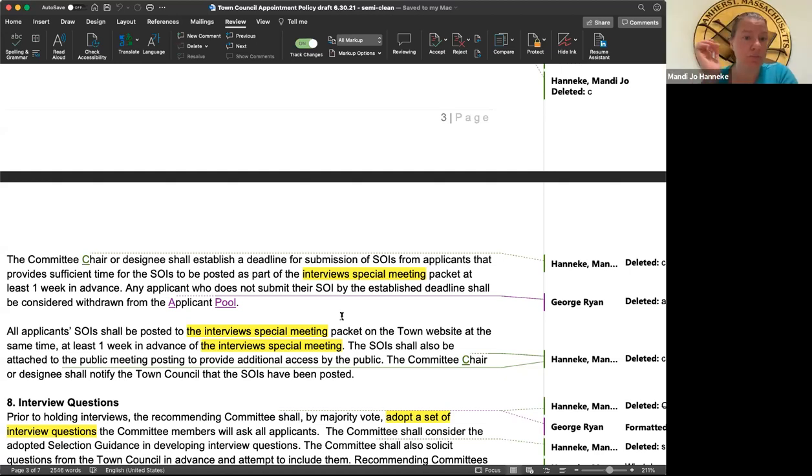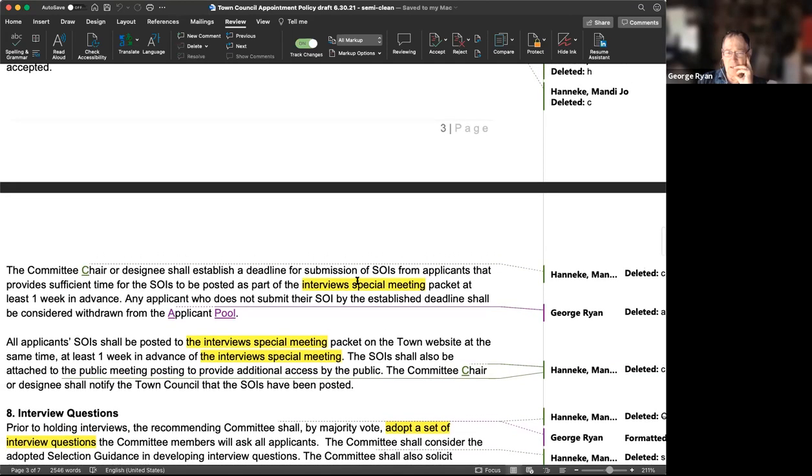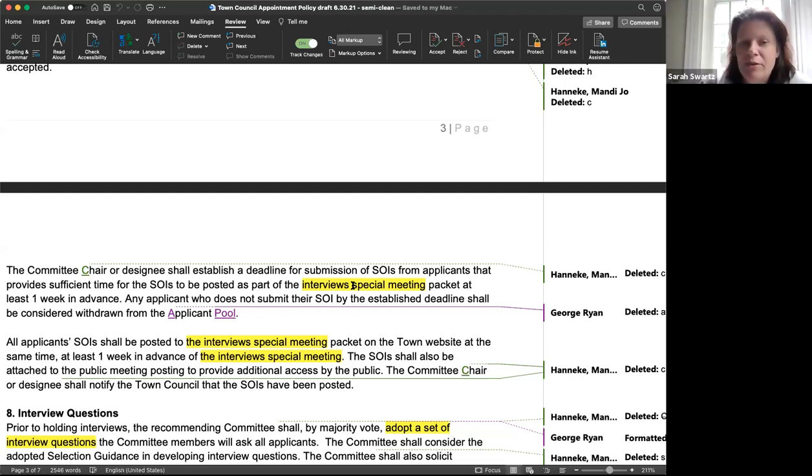Initially, I would support deleting the word special from all three of those references. Let's start with that. Any thoughts on that? I know we have Sarah here. What's your thought on this, Sarah? Would you prefer that every committee, which right now we're talking about two, follow the same interview process? Or do you agree with me and potentially Mandy that that seems a bit overkill? As long as there's an interview meeting, that's all that matters. Any thoughts on that? I think everybody knows my thoughts on it.